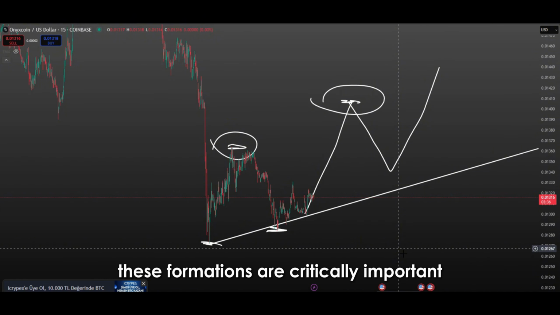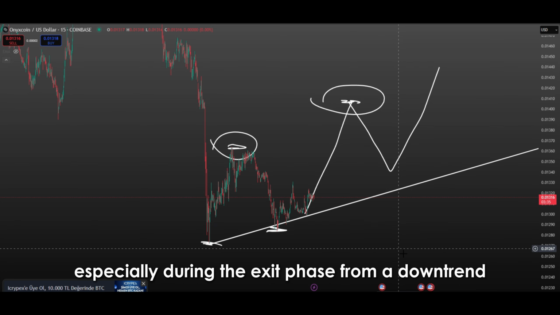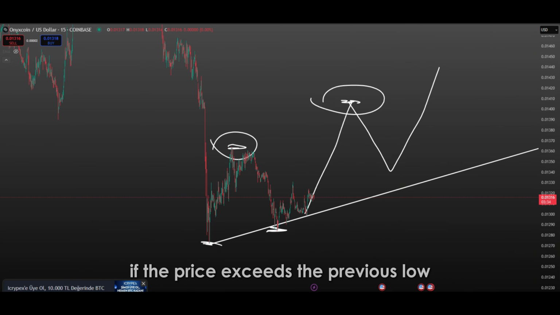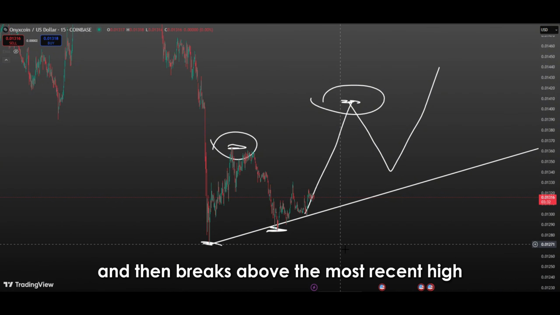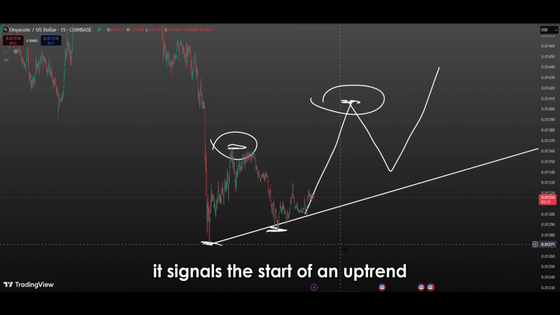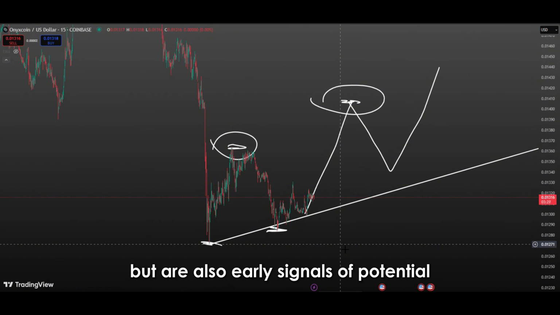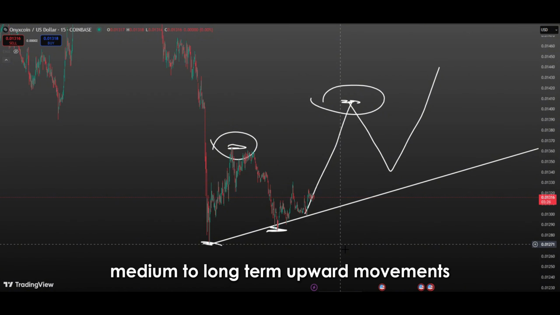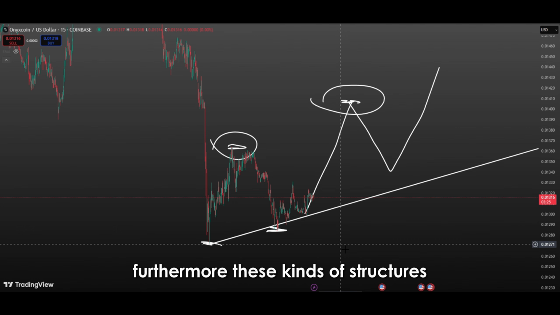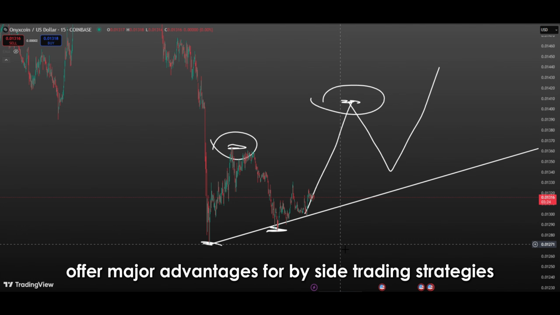These formations are critically important, especially during the exit phase from a downtrend. If the price exceeds the previous low and then breaks above the most recent high to establish a new peak, it signals the start of an uptrend. Such structures are not only indicative of short-term opportunities, but are also early signals of potential medium to long-term upward movements. Furthermore, these kinds of structures offer major advantages for buy-side trading strategies.